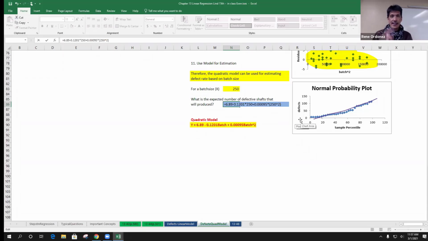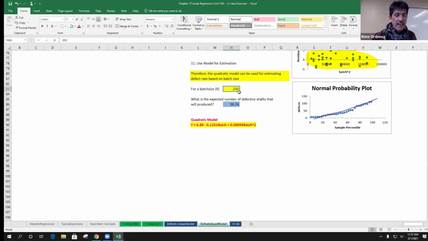Anytime you put a caret, that's raised to the power 2. So here it says that for a batch size of 250, the expected number of defective shafts is around 36 units. So now I'm using this model for estimation. Now, what if we produce a batch size of 300? Well, we'll have to edit this formula and replace this with 300.